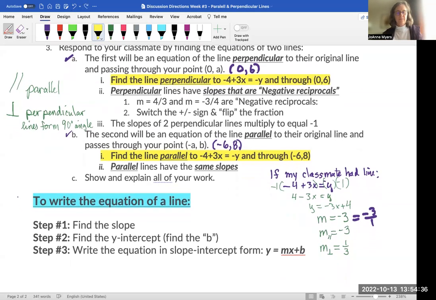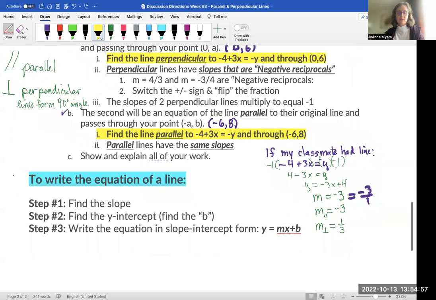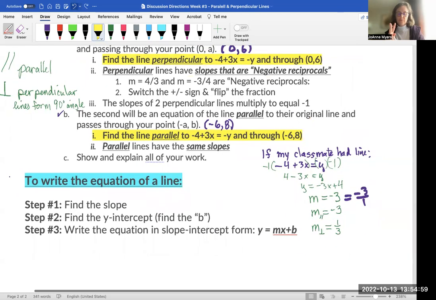So part A, find the equation of the line perpendicular to the original line and passing through my point 0, 6. The steps for finding the equation of a line for week 4, when you get to learn about point slope formula using slope intercept. Number 1 is find the slope. Number 2 is find the y-intercept, or your b. And then 3, write it as y equals mx plus b.